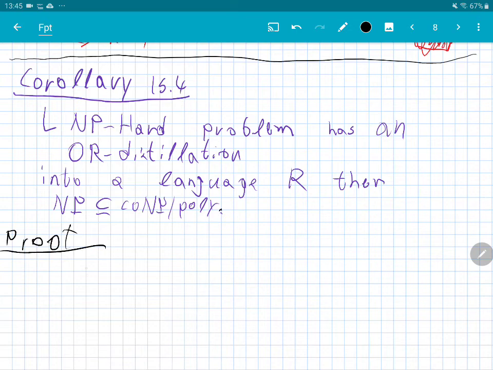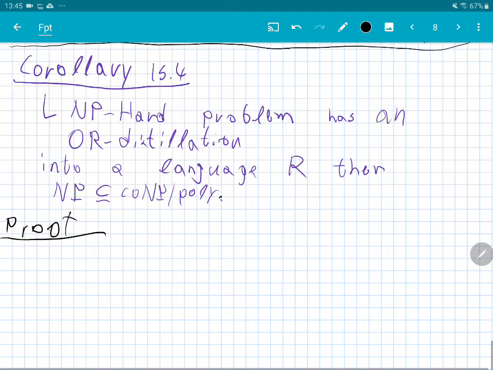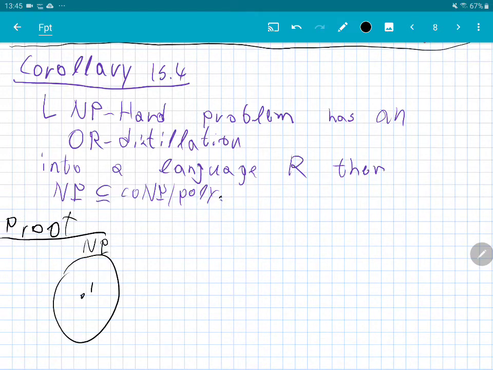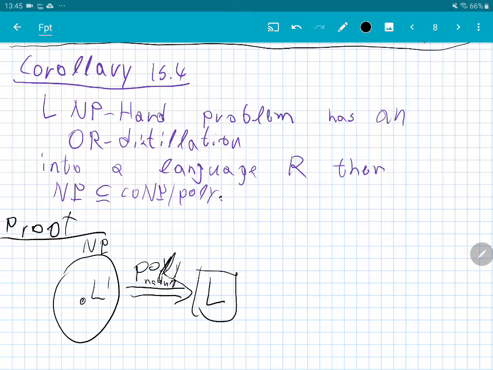Well, take any problem in NP. Pick your favorite problem, L. Well, L is not a good choice. Let's call it L prime. We pick any problem L prime, right? Now, because L is NP-Hard, there is a polynomial reduction into L, right? That's what it means that L is NP-Hard.